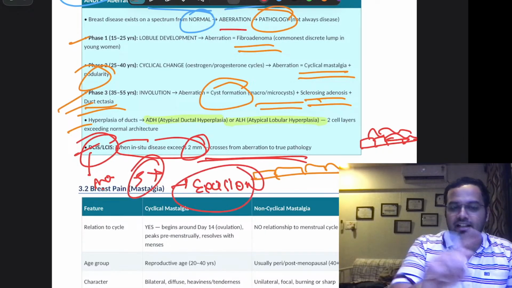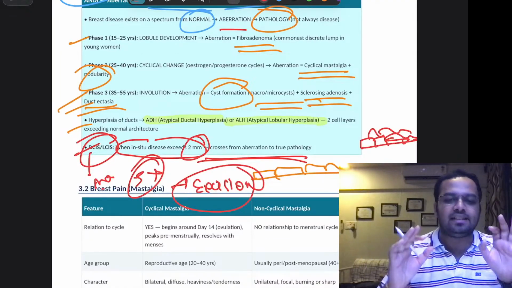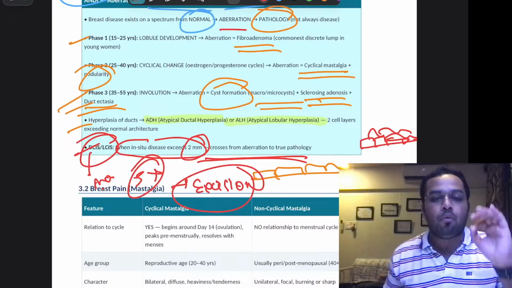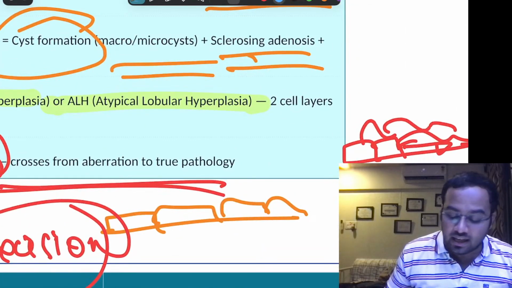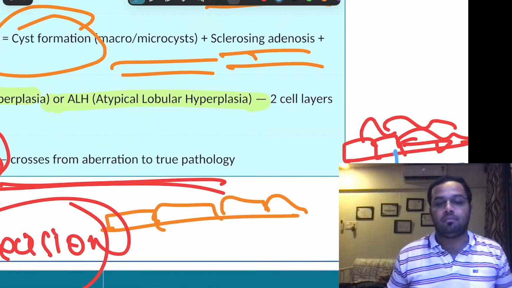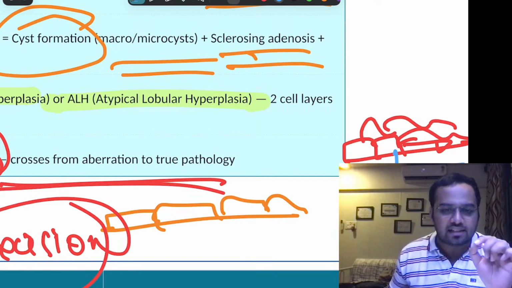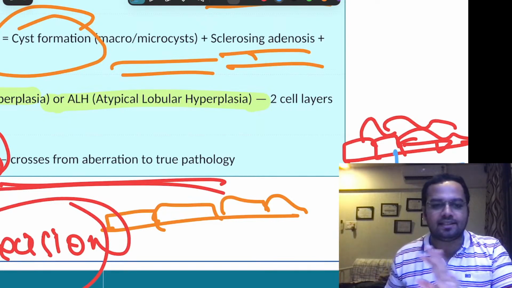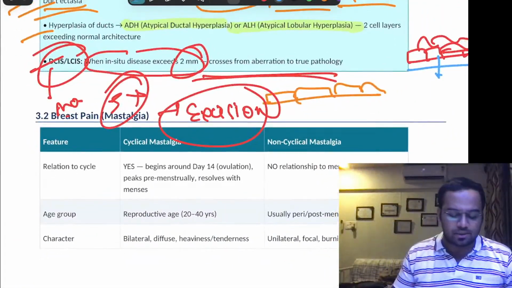So DCIS should never be kept in the breast. LCIS you can keep in the breast. LCIS is not a problem. LCIS was earlier called premalignant. What is in situ? A malignant change has come, but it has still not breached the basement membrane. So it is in situ carcinoma. So whenever it is a DCIS, you have to go for excision. LCIS you can preserve. So that is the golden rule.